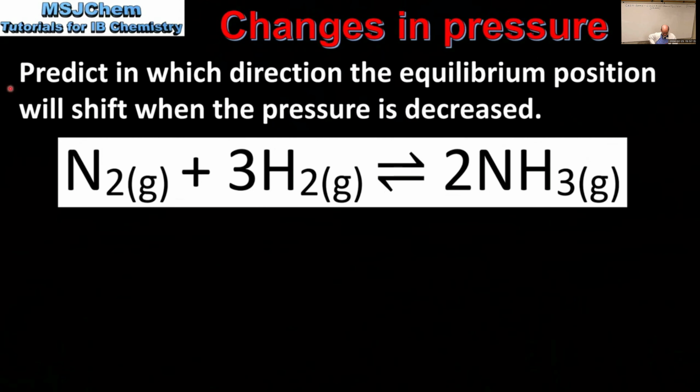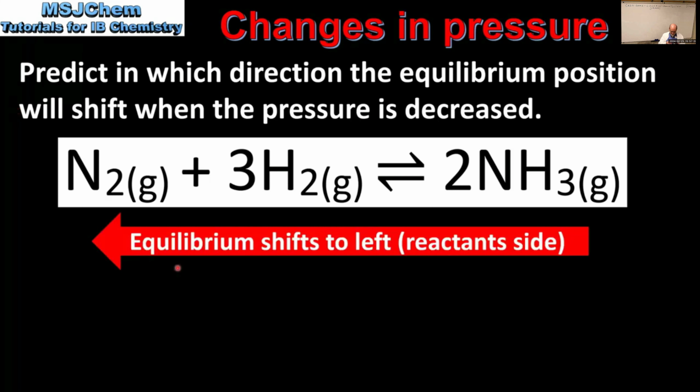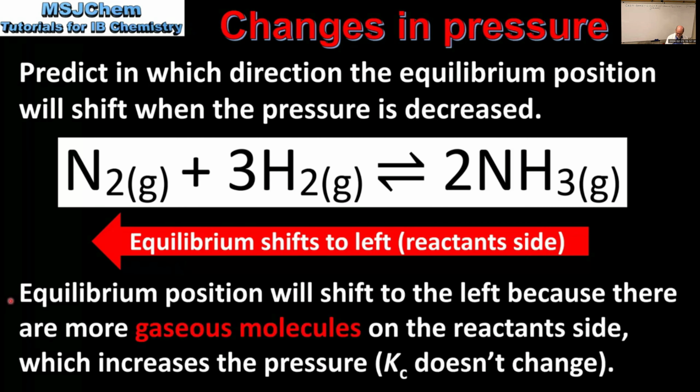In our next example, we'll predict in which direction the equilibrium position will shift when the pressure is decreased. When the pressure is decreased, the equilibrium position shifts to the left, which is the reactant side. So the equilibrium position will shift to the left because there are more gaseous molecules on the reactant side, which increases the pressure. Because we have more gaseous molecules on the reactant side, an increase in pressure will shift the equilibrium to the left. And once again, the value of the Kc does not change.